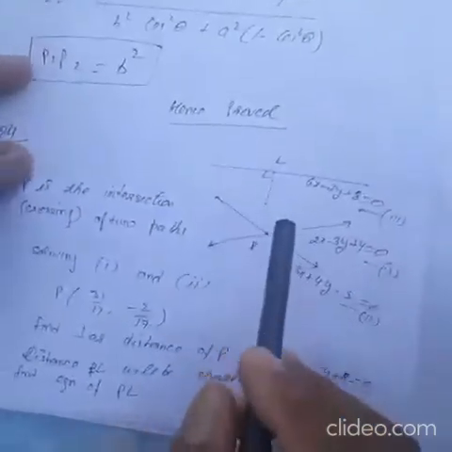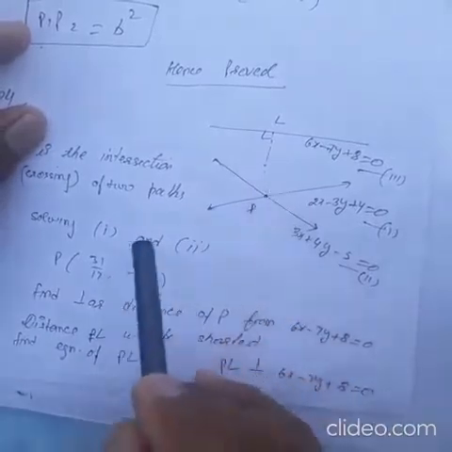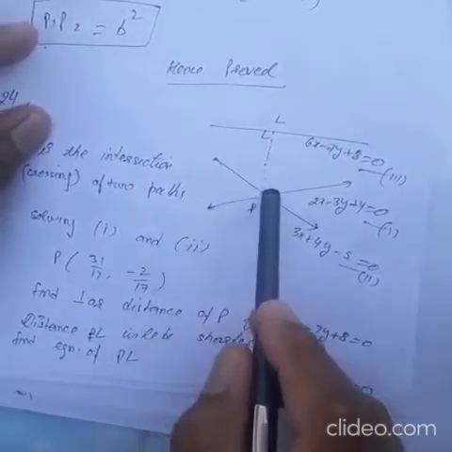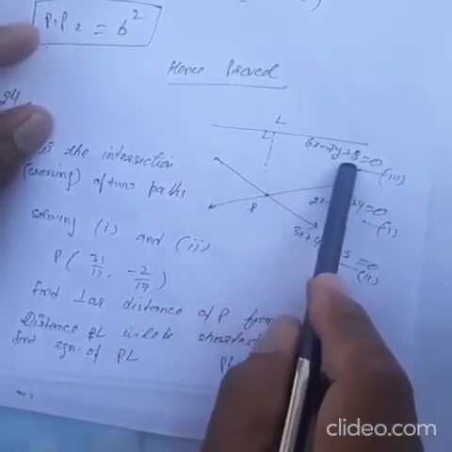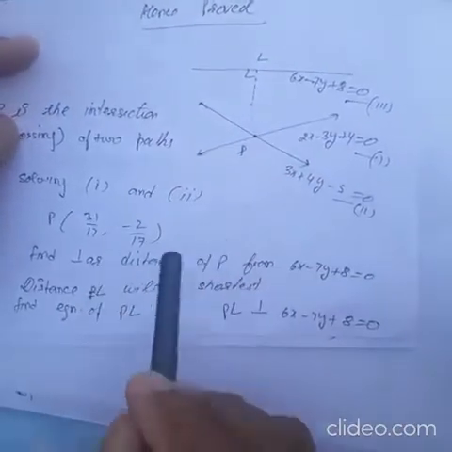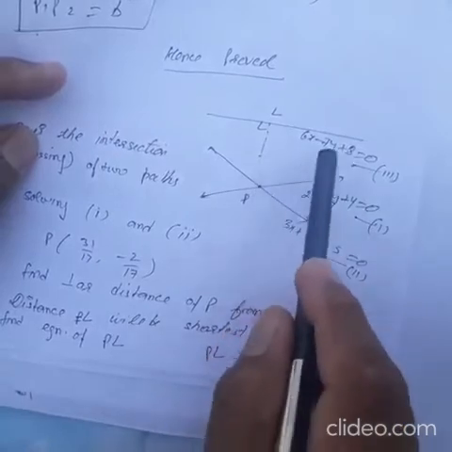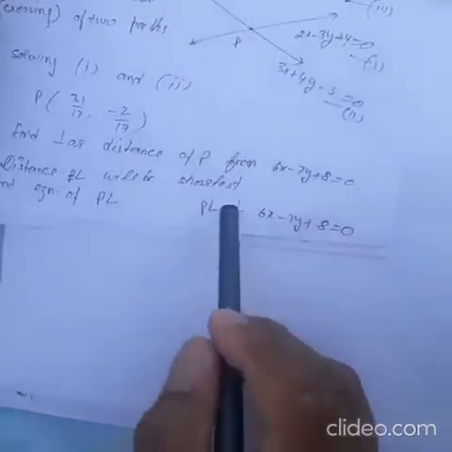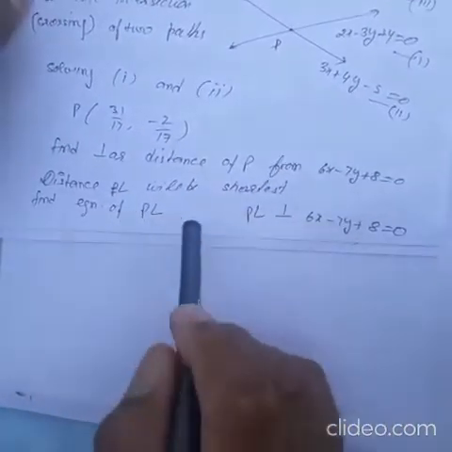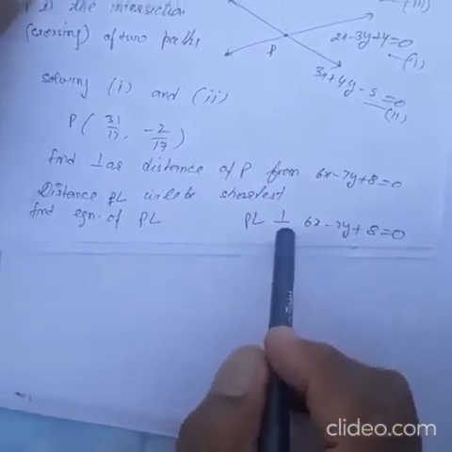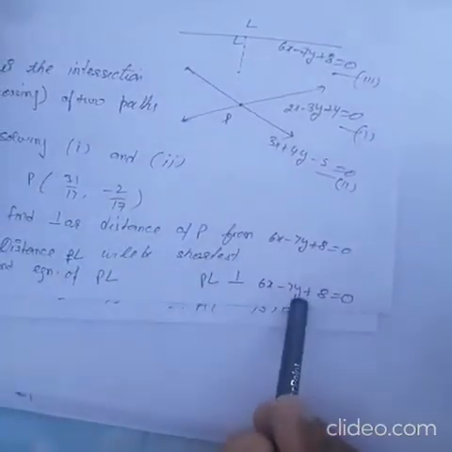Now find the shortest distance, or perpendicular distance, between P and this given line. We have a formula, so use this formula. Find the distance between the point and this line, and that distance is PL. So you can calculate this distance.